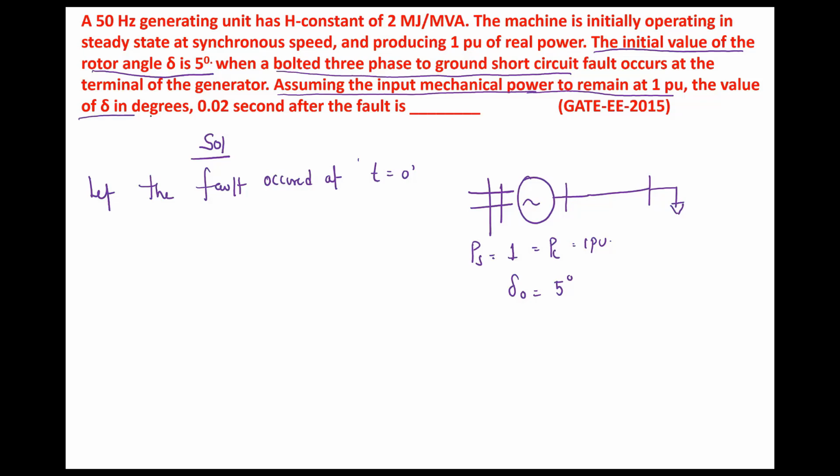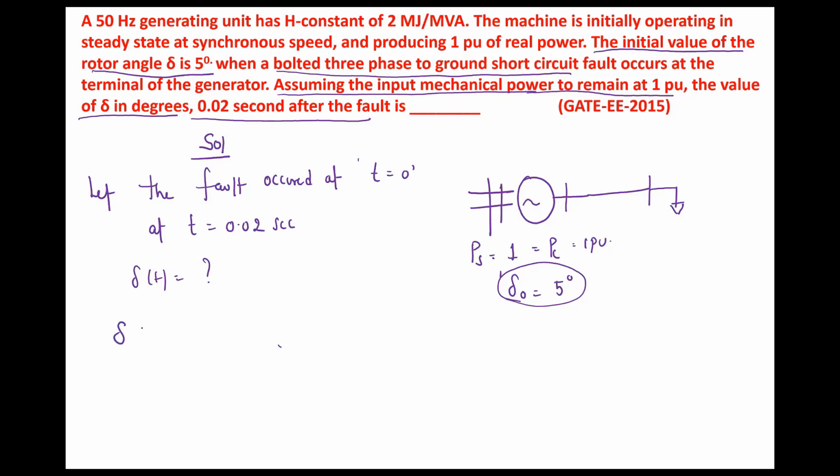Then what is the value of the rotor angle delta 0.02 seconds after the fault? Initially it is operating at the initial delta value, let us say delta naught, which is 5 degrees. So the fault occurred at t equal to 0. At t equal to 0.02 seconds, what is my delta value? That is the question. Okay. The mechanical input did not change. It is always 1 per unit. Before fault also 1 per unit, and during fault also 1 per unit.